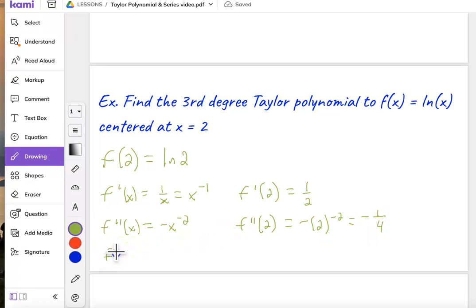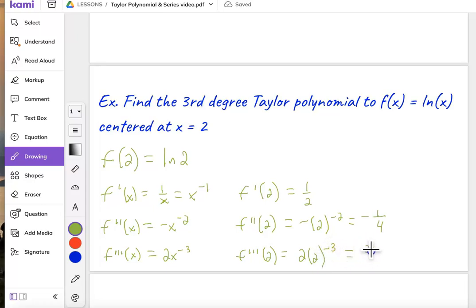And then, because we're writing a third degree Taylor polynomial, we have to get up to the x to the third term. And so we have to get to the third derivative in our analysis. So the third derivative would be 2x to the negative 3. If we evaluate that at 2, we would get 2 times 2 to the negative 3.